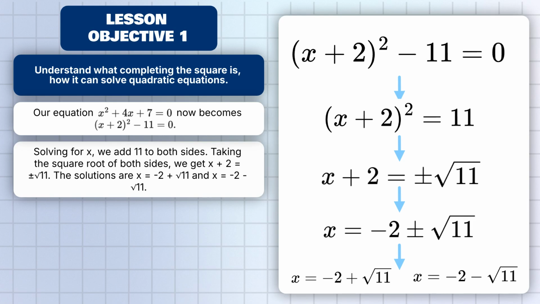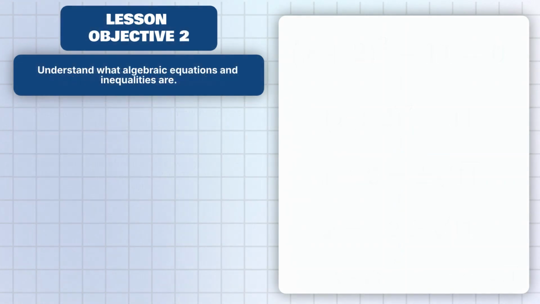Completing the square shows us another way of finding the roots of the quadratic equation, which are the solutions we've found where the equation equals 0. This completed square form is also very useful for finding the turning point or vertex of the quadratic.